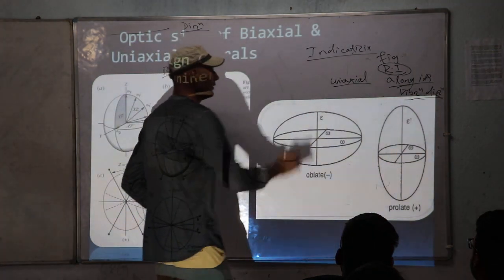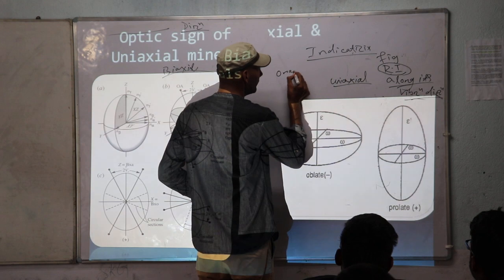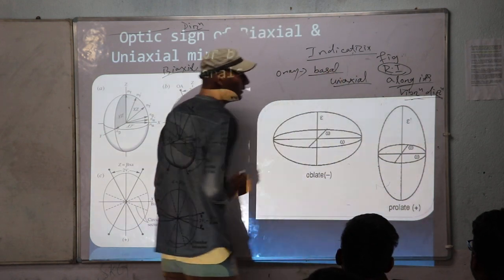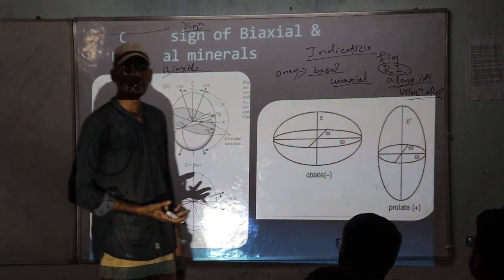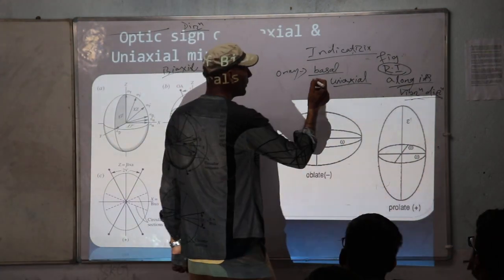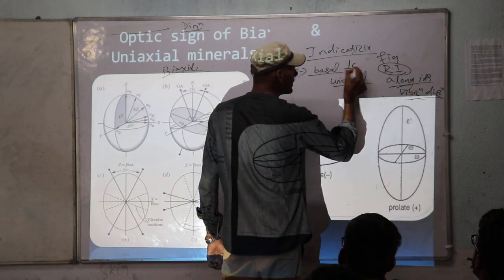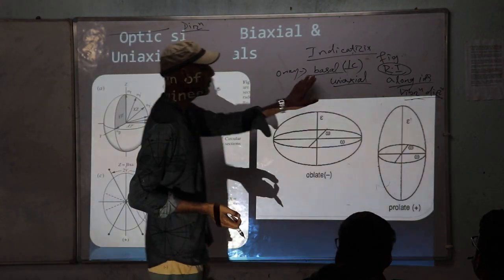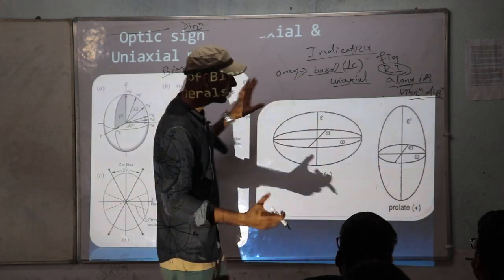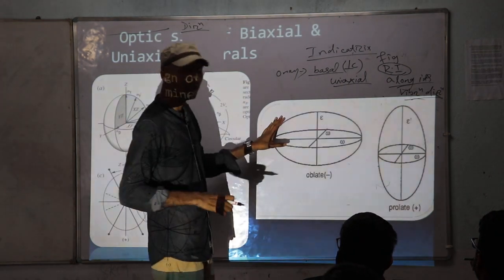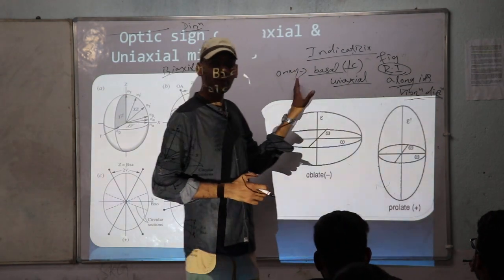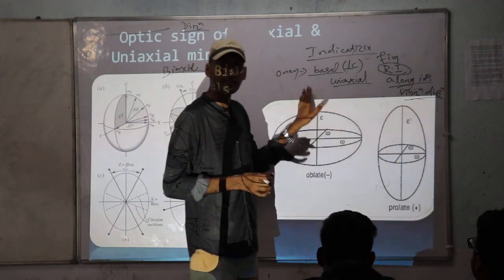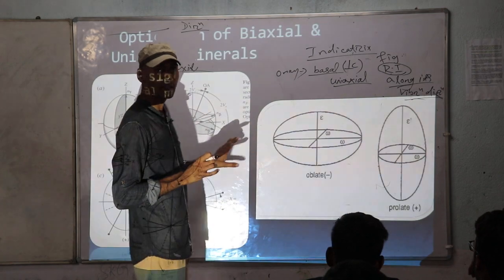For uniaxial, for ordinary the vibration is in the basal section. So what is basal section? Basal section means the section which is perpendicular to C. Basal section doesn't mean that it is perpendicular to the optic axis. Most of us think that in a uniaxial mineral the optic axis is perpendicular to the basal section. Yes, obviously it is perpendicular to the basal section, but that is a coincidence. That is not the logic.